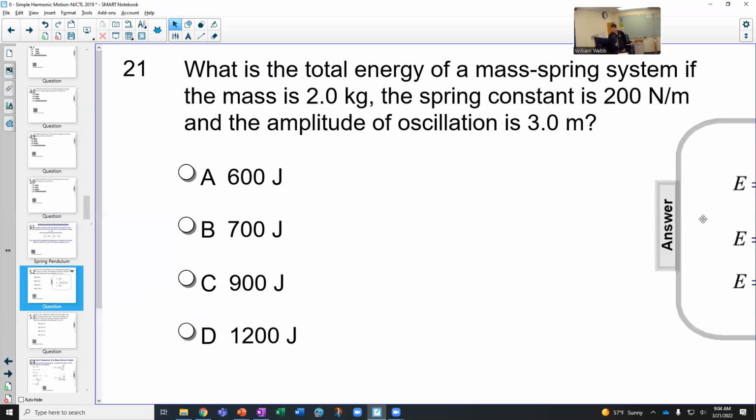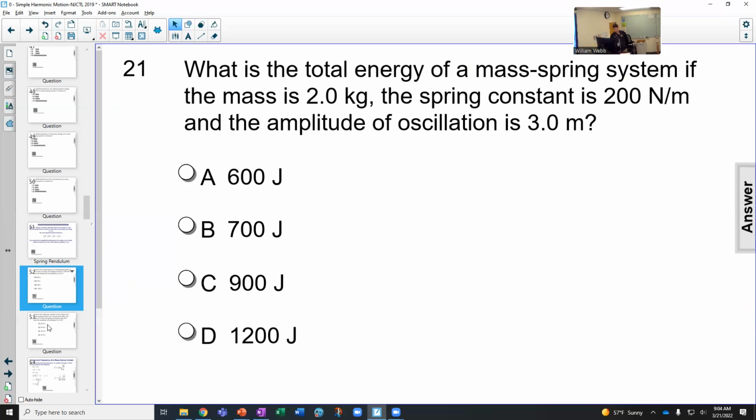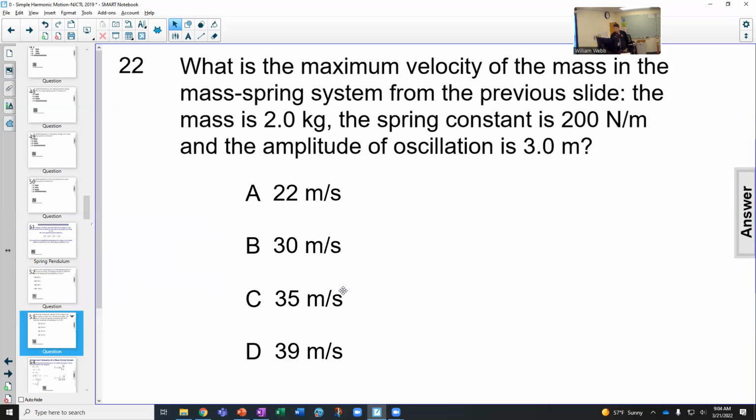All right, let's try another one. What is the maximum velocity of the mass in the mass spring system from the previous slide? And they give you some reminders here. The mass is 2 kilograms, the spring constant was 200 newtons per meter, and the amplitude of oscillation was 3 meters. So how would we go about finding the velocity when they are only giving us the same information they gave us before? Got an idea, Blake?